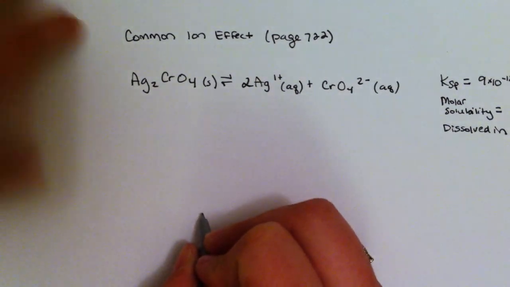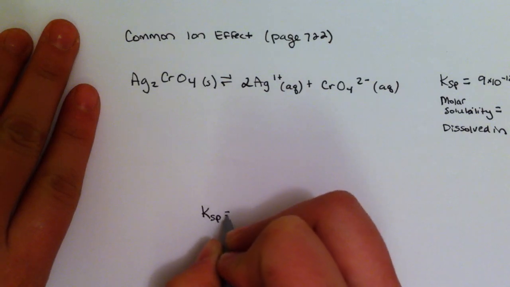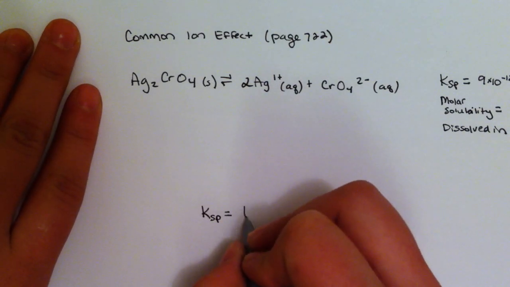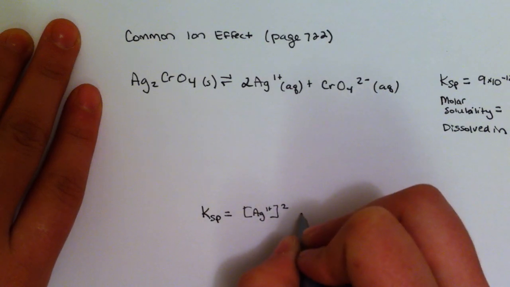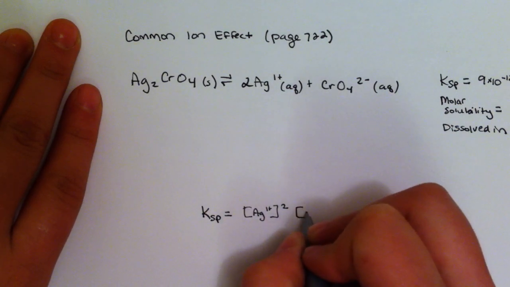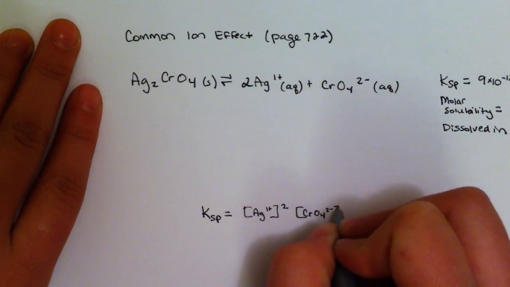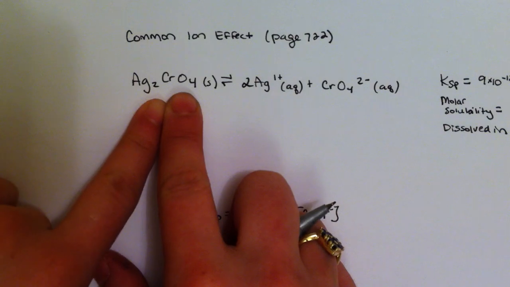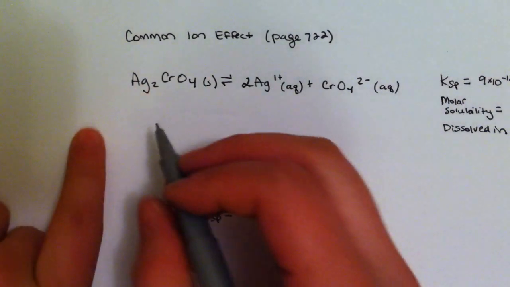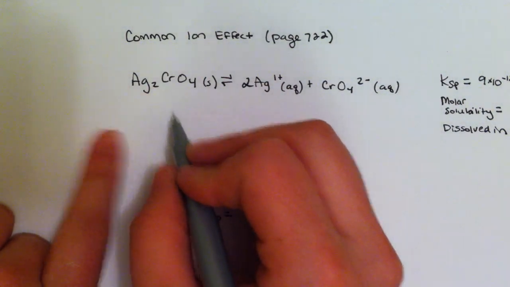So we're going to do, just like we did before, we have to have our equation for K. So I'm going to write it down here. KSP is equal to the products, which is Ag and CrO4 2 minus, each to its power, over the reactants. But again, remember, we have a solid, so we're not even really worried about the solid.